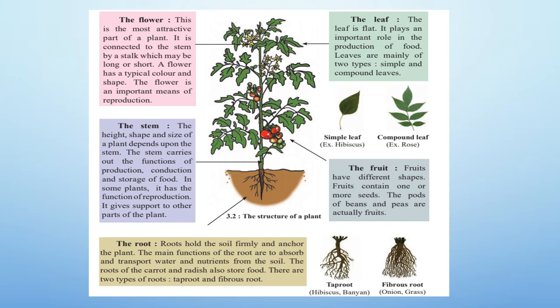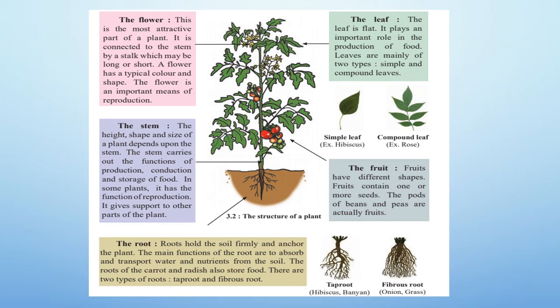reproduce. Second one, that is the stem. The height, shape and size of a plant depend upon the stem. The stem carries out the functions of production, conduction and storage of food. In some plants, it has the function of reproduction. It gives support to the other parts of the plant.